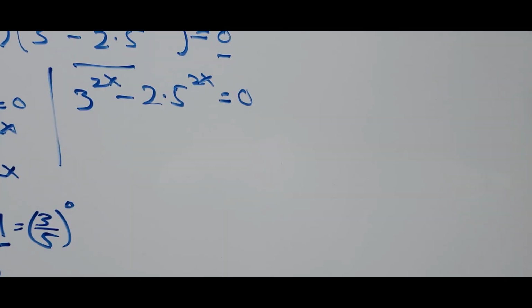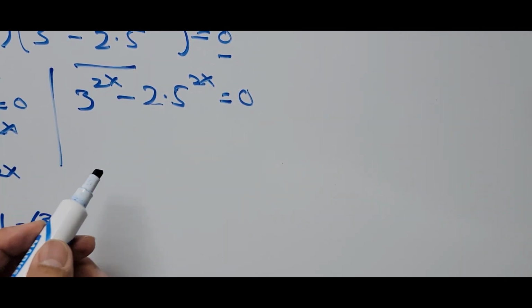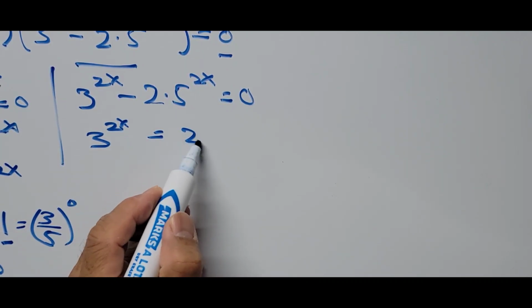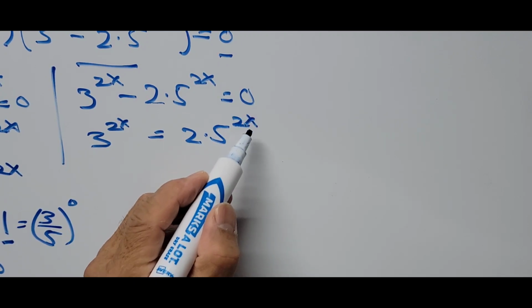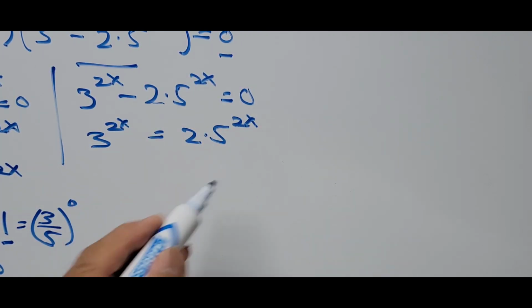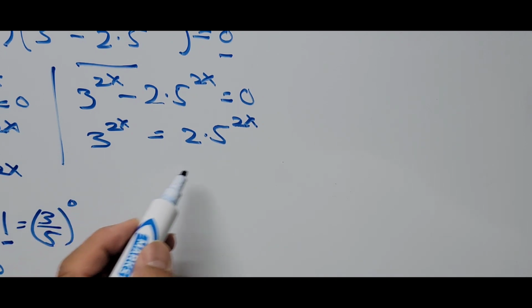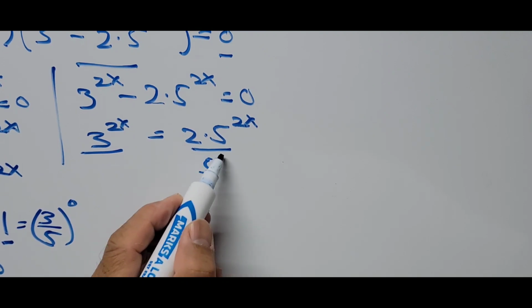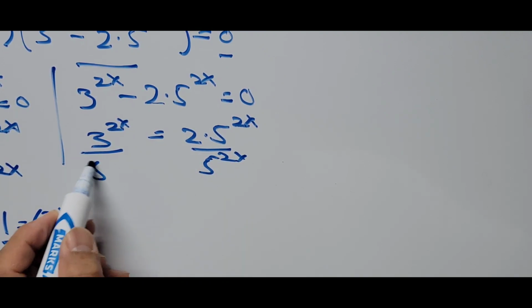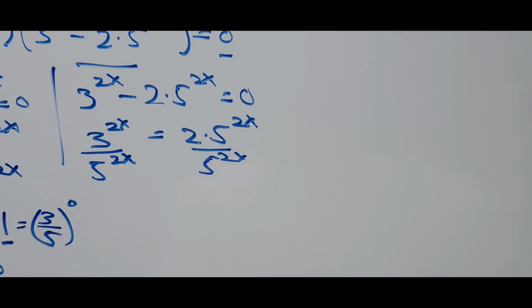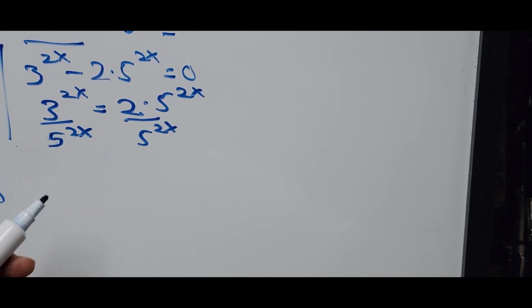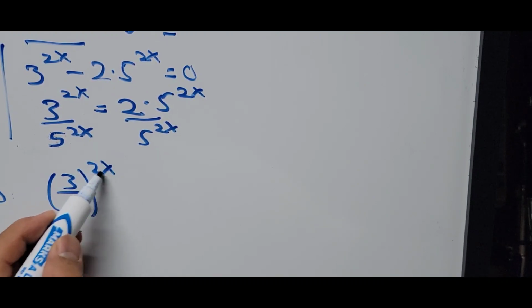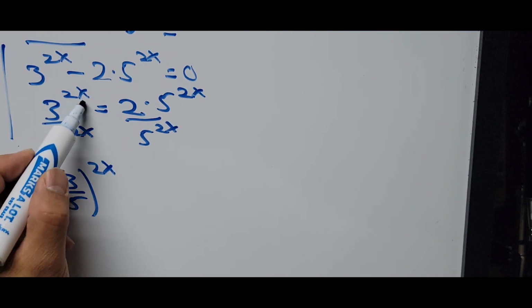We simplify that equation. So simplifying this equation, this becomes now 3 raised to the 2x equals 2 times 5 raised to 2x. Putting the second term to the right side of the equation. And from here, divide the whole equation by 5 raised to 2x. Now left side of the equation could be written the same way as now 3 divided by 5 raised to 2x, since they have both power the same.